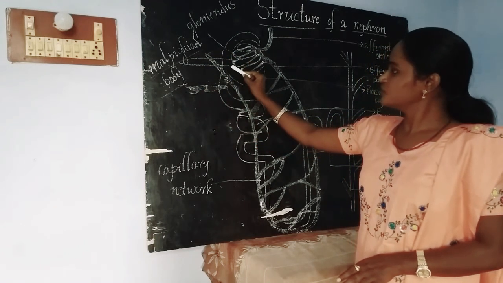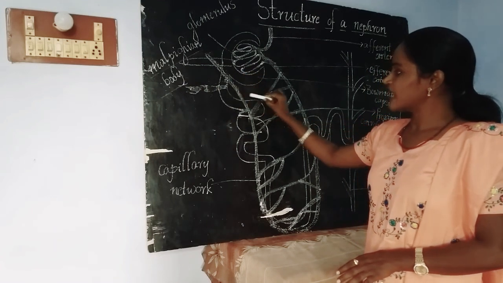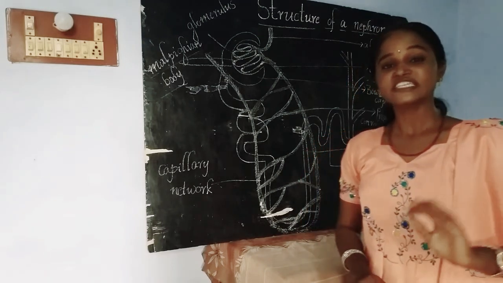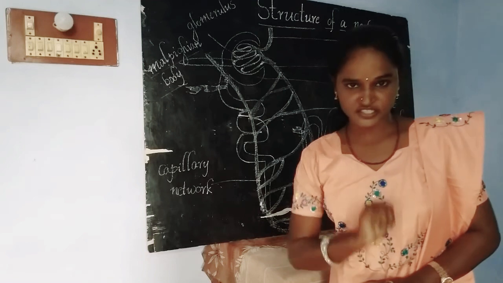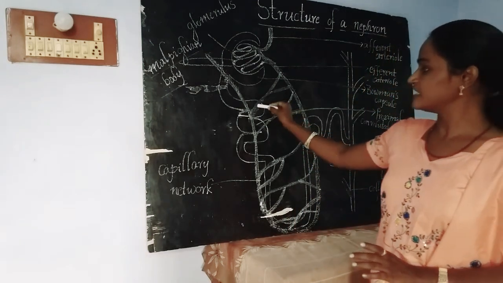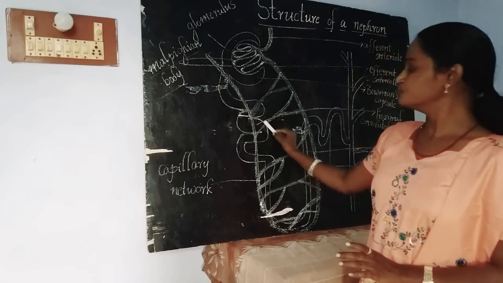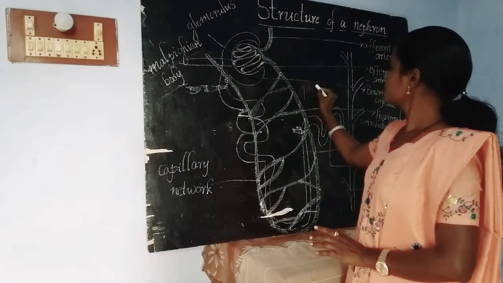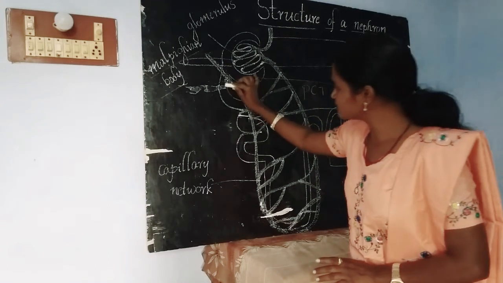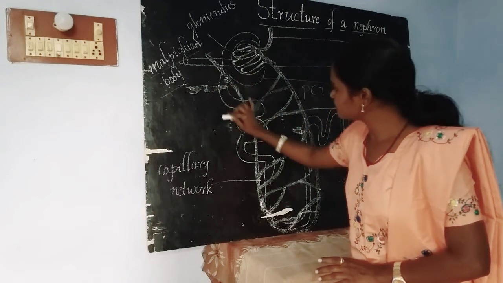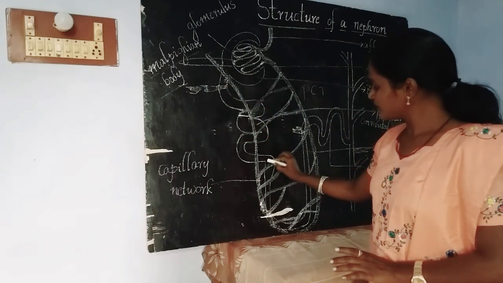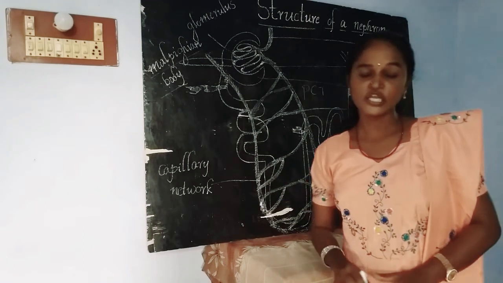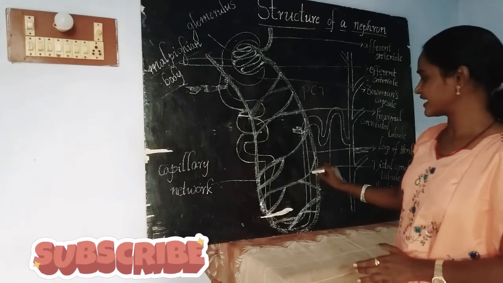This Malpighian body prolongs with another part called the renal tubule. The renal tubule contains three important parts. The first one is the proximal convoluted tubule, PCT. The part which is U in shape is called the loop of Henle. That is the second part.